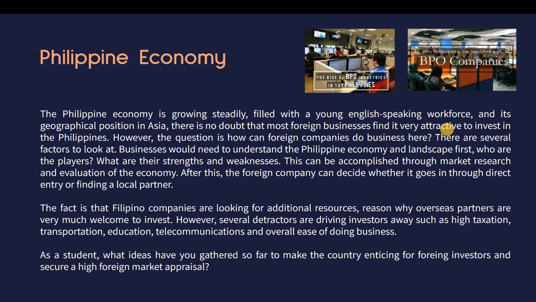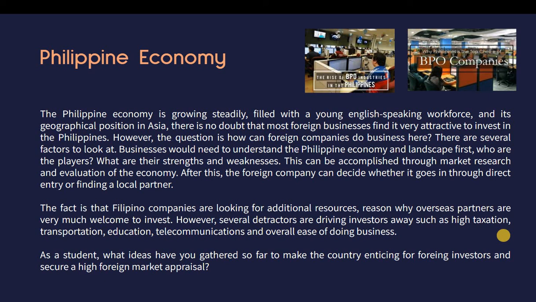The only problem is that some investors are shying away, no? Hindi sila tumutuloy. It's because of some detractors that they are seeing, like high taxation in the Philippines. So, totoo naman yan, ano? There are a lot of commodities wherein mataas yung taxation, and they are planning to put taxes in many products and services, no? In order for us to pay the debts that we have, but particularly those that are born after the period of pandemic, no?